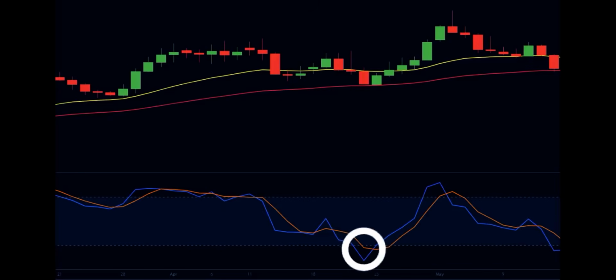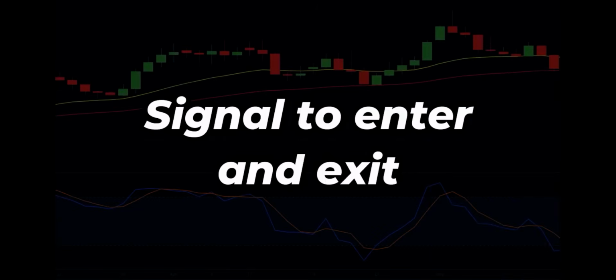On the other hand, we also see that the stochastic is oversold. An oversold reading in an existing uptrend further confirms that the pullback may be over, and the price might be headed higher. So, we have a confirmation of EMAs and the stochastic that the pullback is over, and the price is ready to move. Now, all we need is a signal to enter and exit.